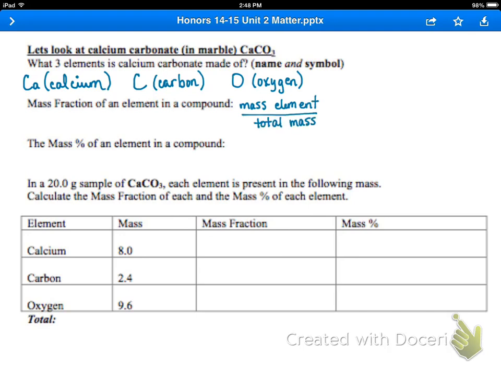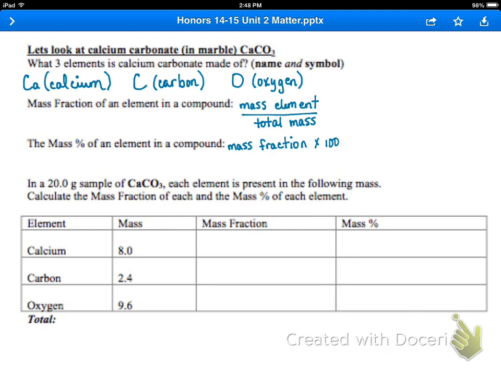The mass fraction is the mass of an element divided by the total mass. So that's going to give us a decimal number. And then the mass percent is you take the mass fraction that you calculated up here and you multiply it by 100 to change it to a percentage. It's really the same information.